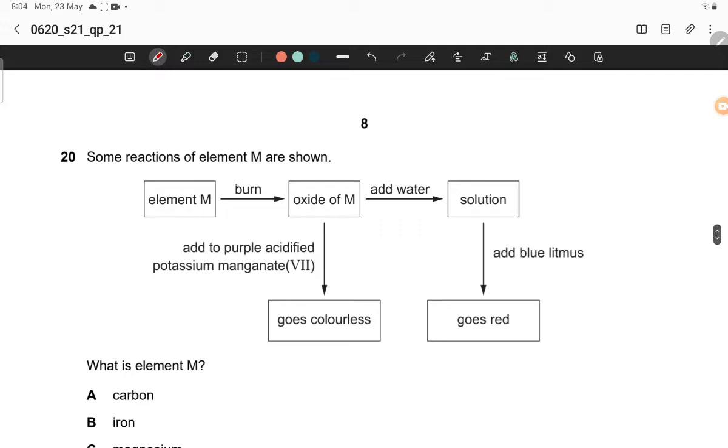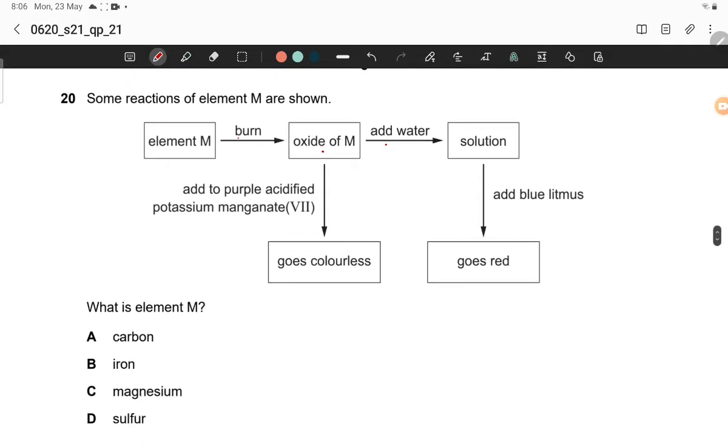Some reactions of element M are shown. Element M burns to form oxide of M. Add water to form solution. Add blue litmus paper, it goes red. Add to purple acidified potassium manganate, it goes colorless.